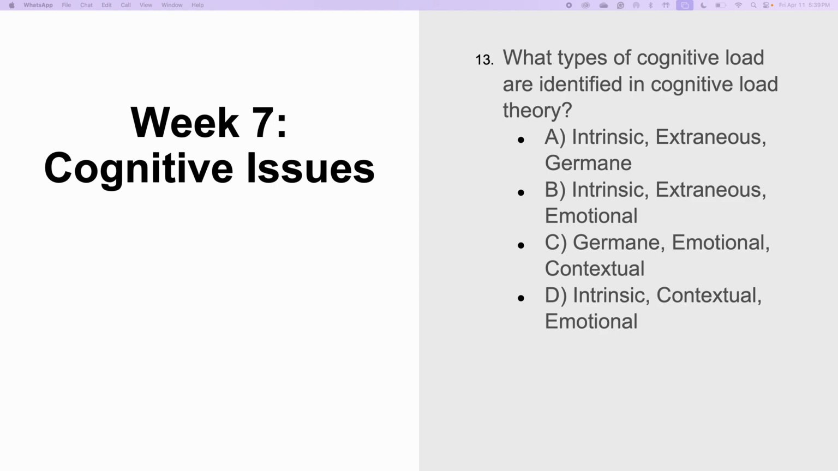Why are B, C, D incorrect? Because they are like incorrect keys. Intrinsic, extraneous, emotional introduces an unrelated concept of emotional load, a bit like trying to unlock a door with a key that does not fit. Germane, emotional, contextual mixes unrelated terms, a puzzle with missing pieces. And intrinsic, contextual, emotional is also a mix of unrelated concepts, a recipe with the wrong ingredients.